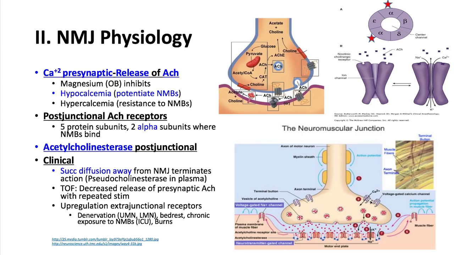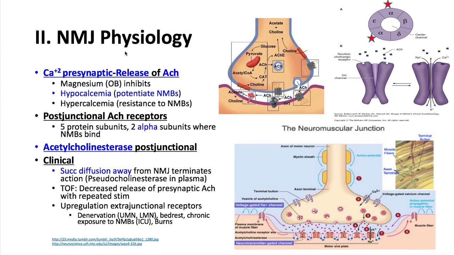When the acetylcholine is released into the junction, it crosses over and binds to, at the top right, the postjunctional receptors, which are made up of 5 little proteins. The 2 alpha subunits are very important, because that's what succinylcholine and the non-depolarizing neuromuscular blocking agents, as well as acetylcholine, bind to. When acetylcholine binds to these alpha subunits, the postjunctional receptor opens up and sodium goes in and potassium goes out, and if enough of them open up, a nerve signal is transmitted.